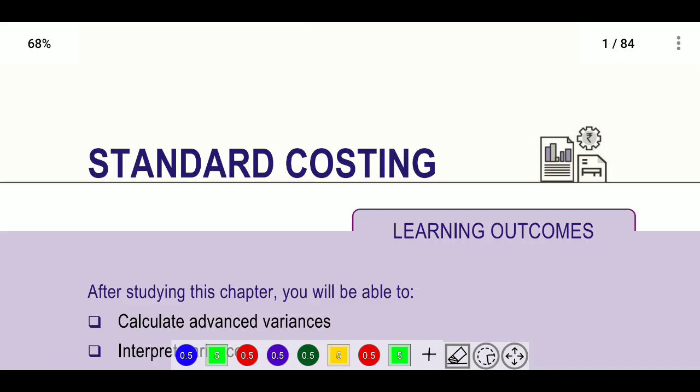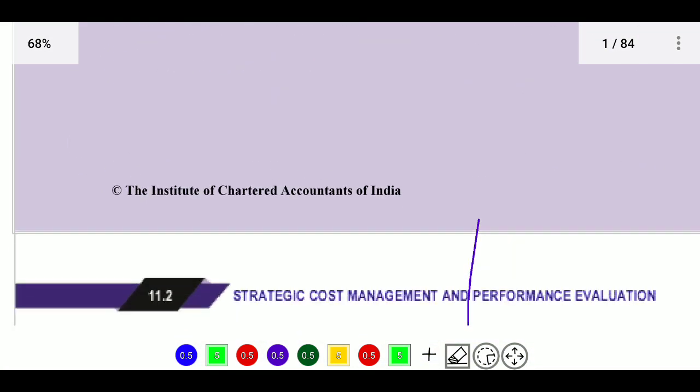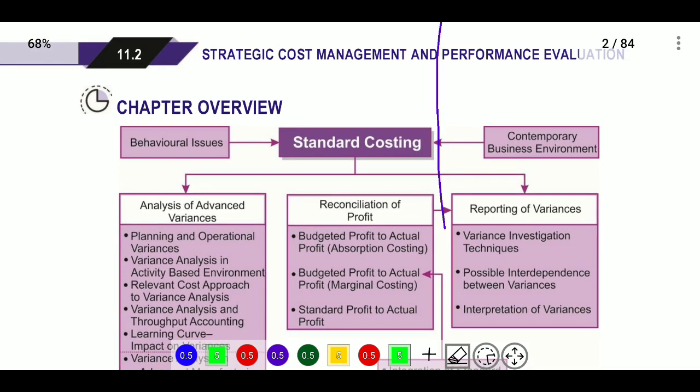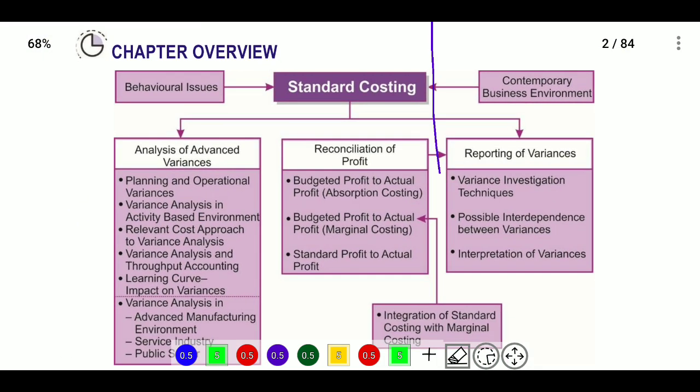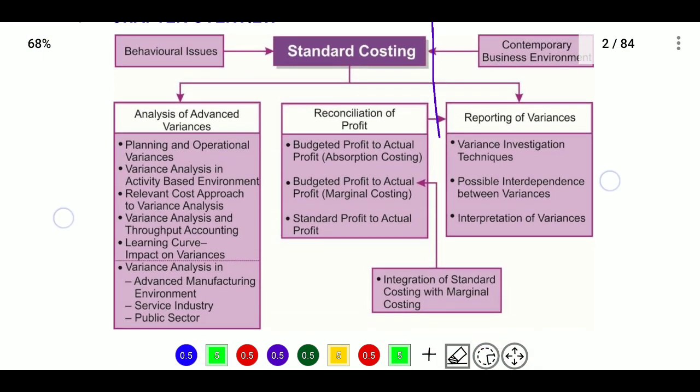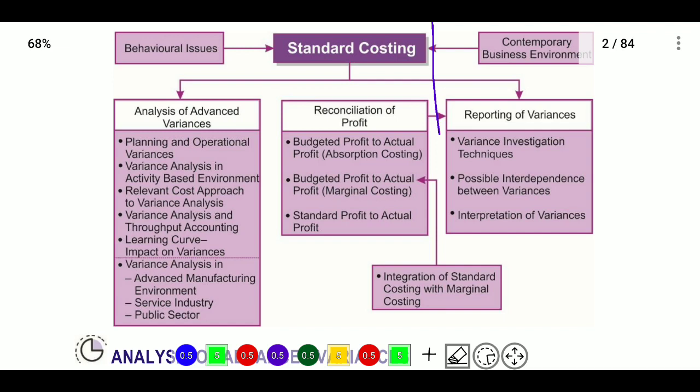In this video we are going to discuss standard costing. Here, standard costing was bifurcated into behavior issues and contemporary business units. Here we will discuss the analysis of advanced variances. What is meant by variance?